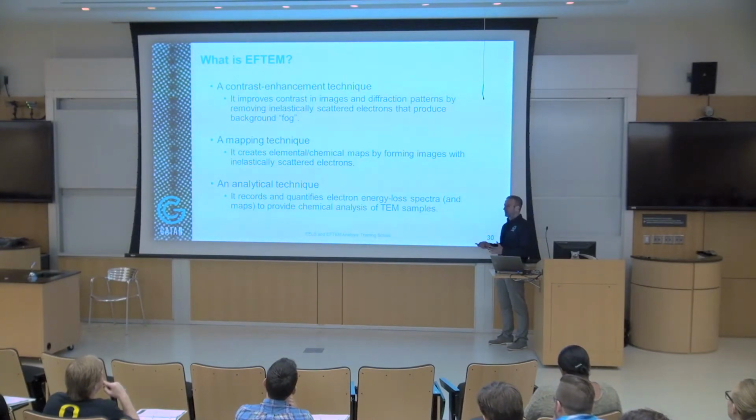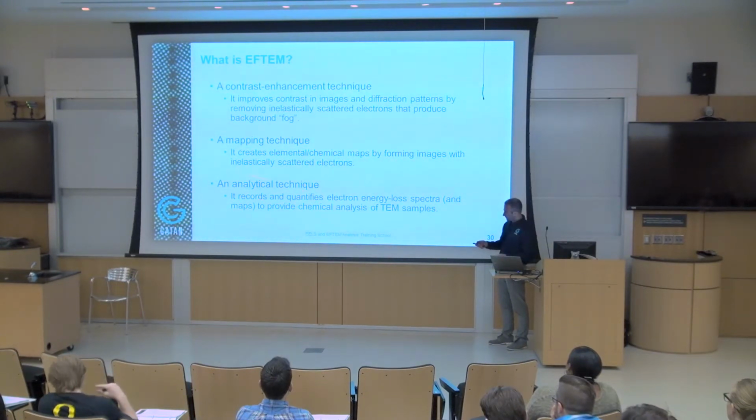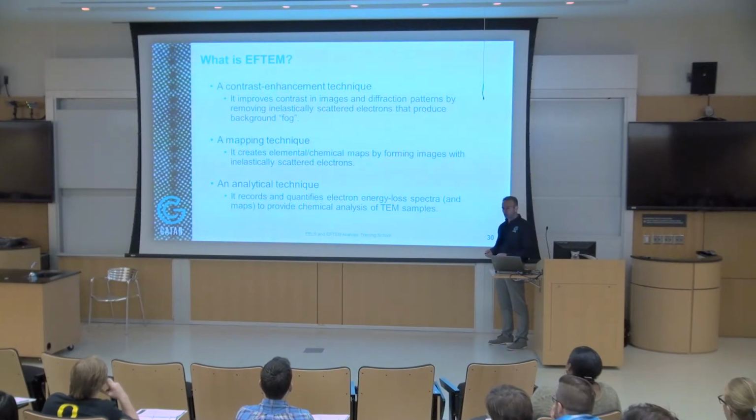It turns out that these inelastically scattered electrons reduce the contrast of your sample, so they make your image look blurry. If you remove them, you increase the contrast. This is why a lot of biological people in life science use zero-loss filtered imaging to improve the contrast. It can be used as a mapping technique, so you can create elemental maps and chemical maps. It can also be used as an analytical technique. In general, you do that in a mode called FTEM spectrum imaging, which I'm going to show you later on.